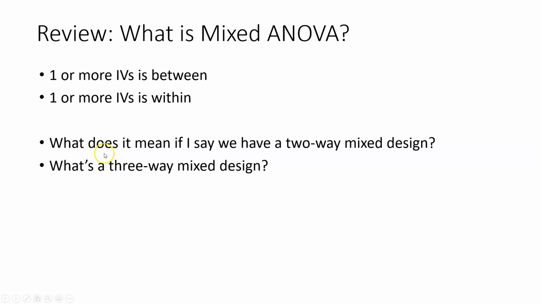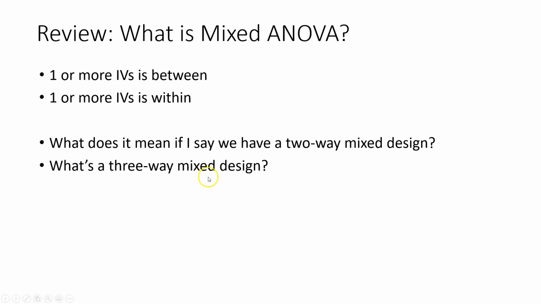Now, just so we remind ourselves, what does it mean if I say we have a two-way mixed design? If you need to, pause your video for a second, think about that. A two-way mixed design is when you have two independent variables or two factors, and therefore one of them would have to be between and one of them would have to be within because it's mixed. So you have to have at least one of each. That means a two-way mixed would be one between, one within.